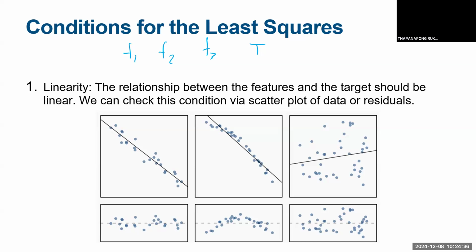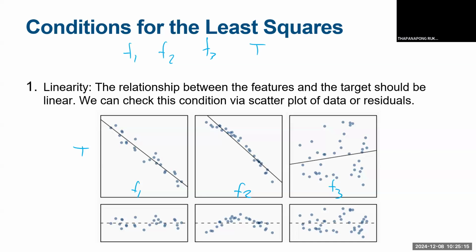For each of the one variable, we can check by plotting. Right? Now, there are two plots that you can plot. The first part is actually your data. So you have the target here, and then you have maybe F1, F2, F3, right? In this case, you can see that F1 has a linear relationship, F2 has a linear relationship, F3 does not really have a linear relationship.